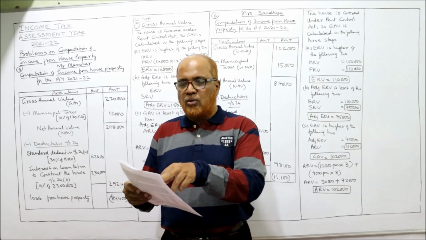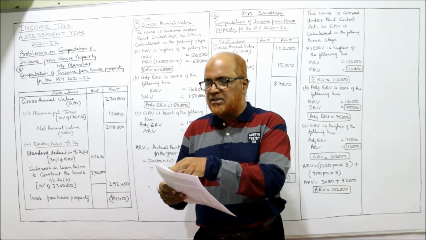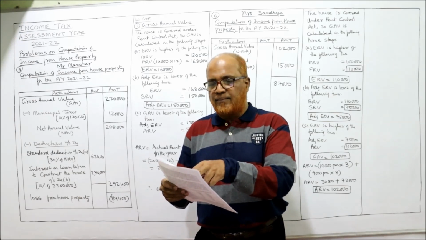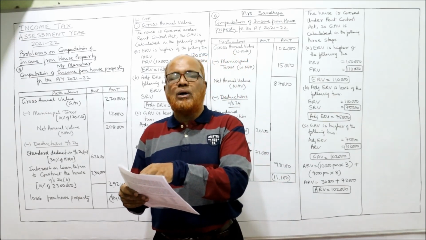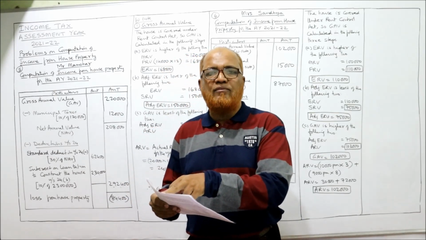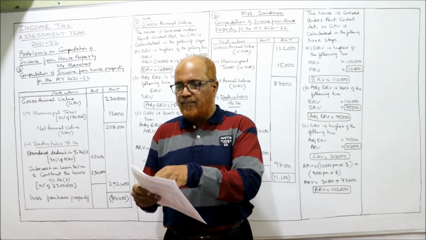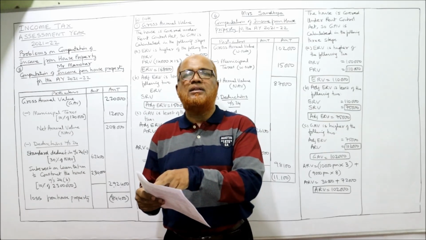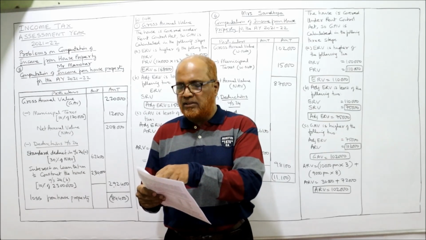So he purchased a house for 23 lakh, he took a loan at 10%, and the house has been let out to Mr. K.R. Reddy. K.R. Reddy is the tenant on a monthly rent of 20,000. So 20,000 into 12, 2,40,000 is the ARV. The house was occupied throughout the year. The municipal valuation 1,20,000. MRV 1,20,000.